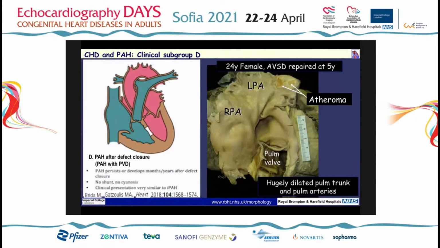In subgroup D, then those who've had repairs of their septal defects, as in this one here, previous atrioventricular septal defect repaired in childhood. Then we see enormously dilated pulmonary trunk and dilated pulmonary arteries, and areas of atheroma as well.